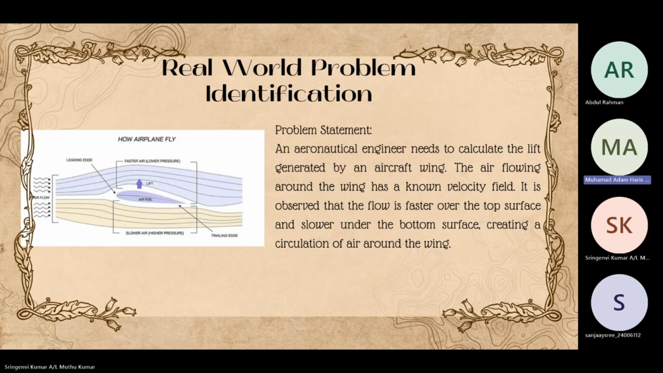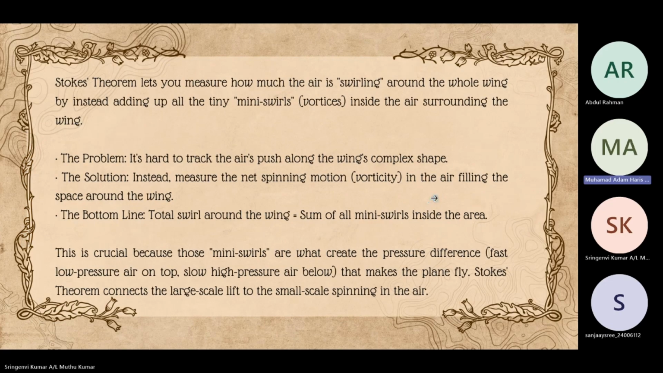The air flowing around the wing, for each region, has a known velocity field. It is also observed that the flow is faster over the top surface and slower under the bottom surface, which creates a circulation of air around the wing. Next slide, please.